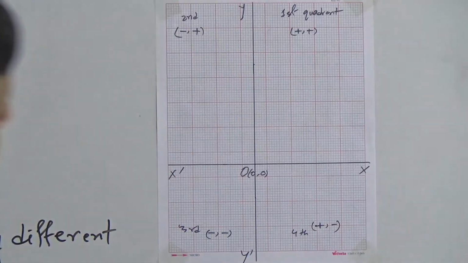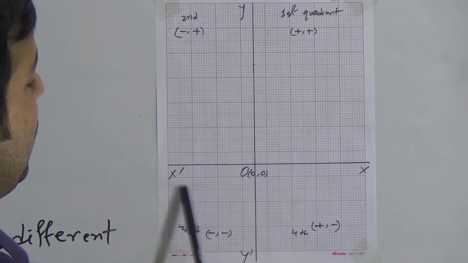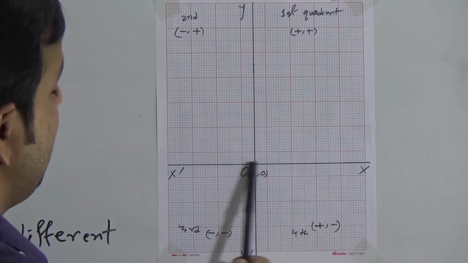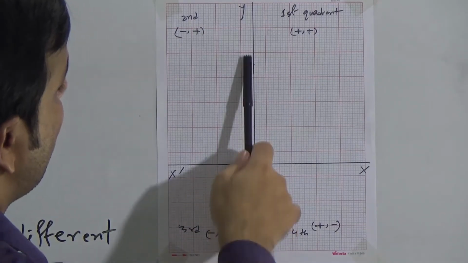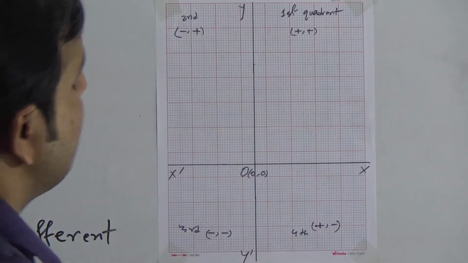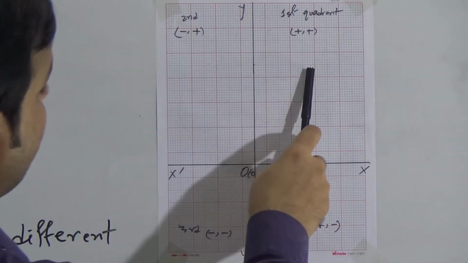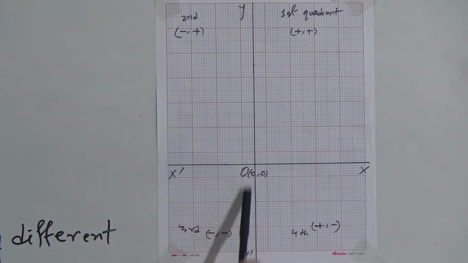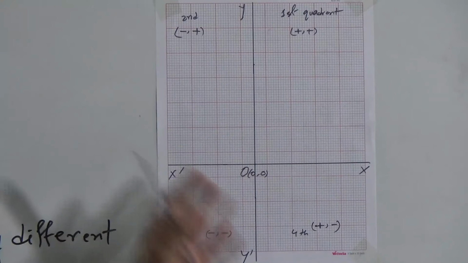Dear students, why do we have to put this type of points here? From 0, if we move to the right, this will be positive. If we move to the left, this will be negative on the x-axis. On the y-axis, if we move up or above O, this will be positive. If we move below, this will be negative. So here positive, positive; here negative, positive; here negative, negative; and here positive and negative. For this, we have to put this type of points in the quadrants.